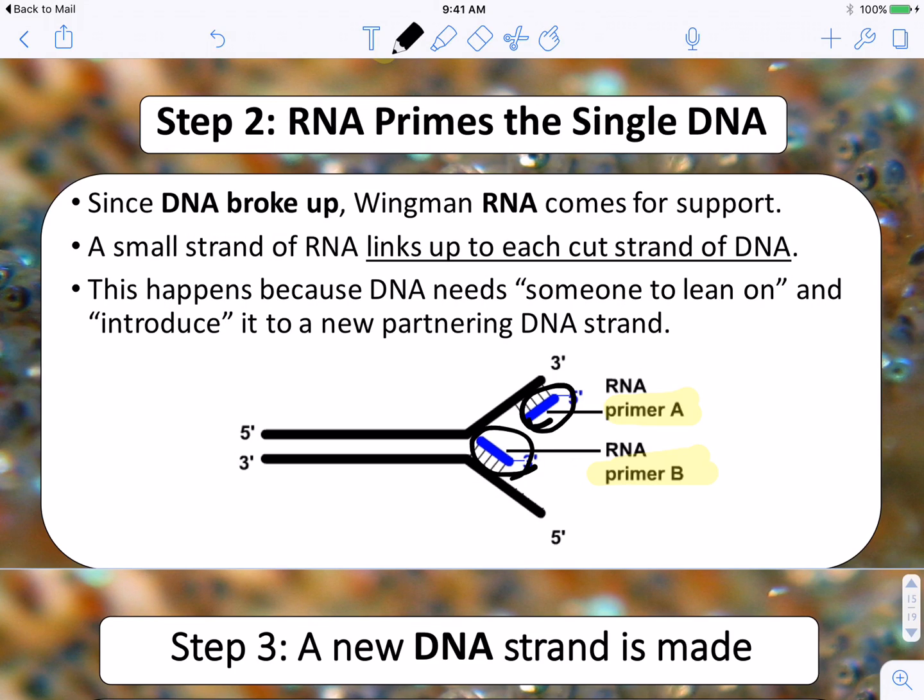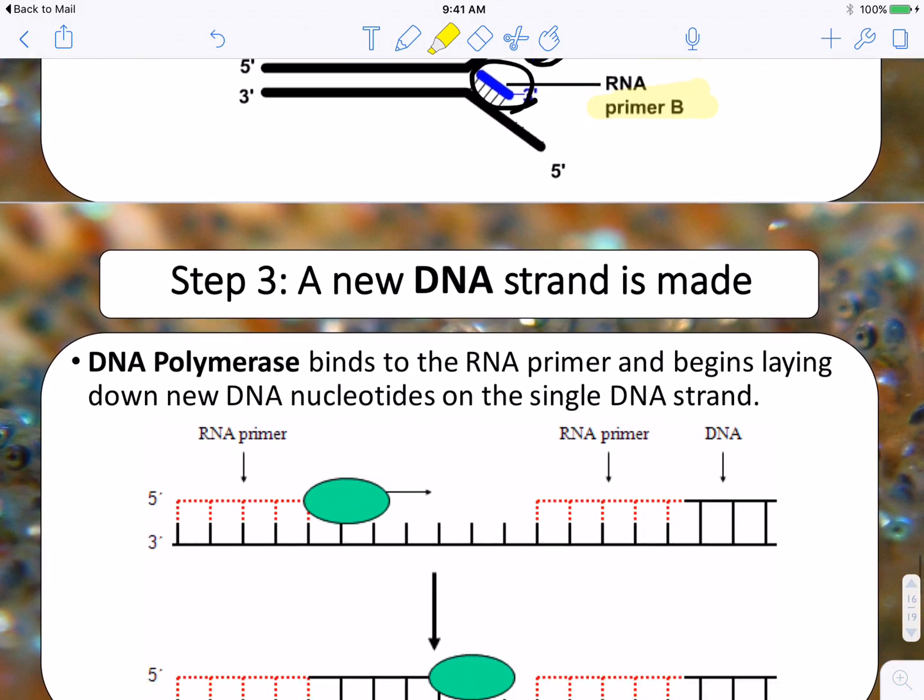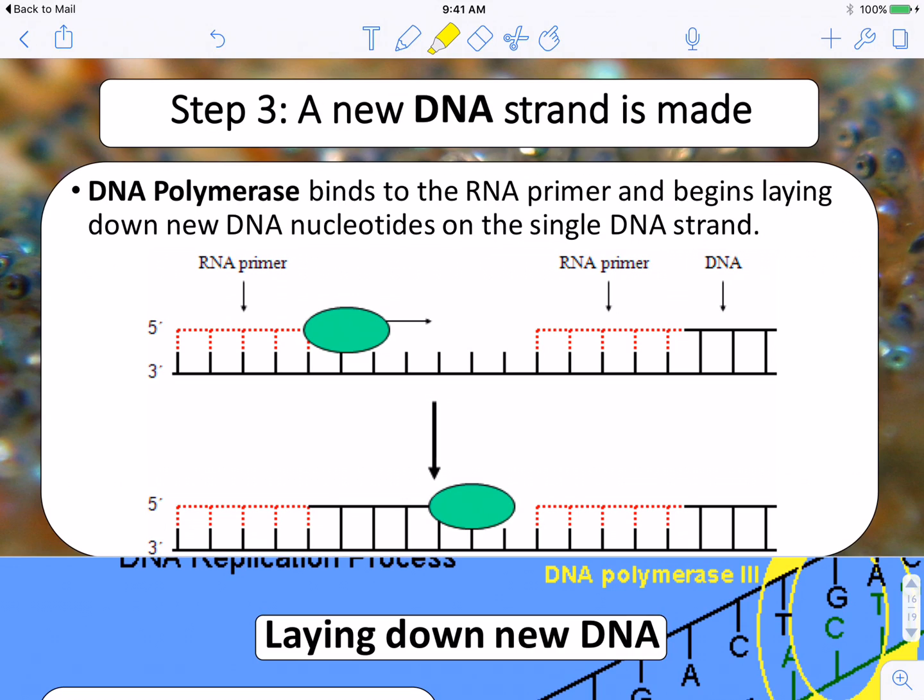What you need to take away from this slide is that RNA is the wingman that gives DNA someone to lean on and introduce the DNA to a new partnering strand. And step 3, our last step, is that DNA polymerase finds the RNA primer and makes a new DNA strand.